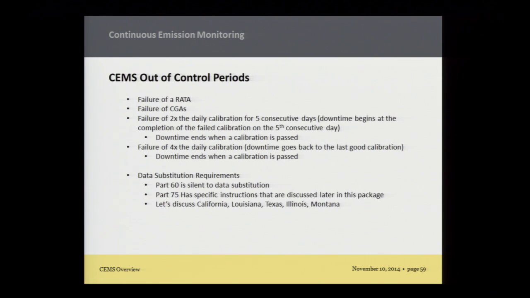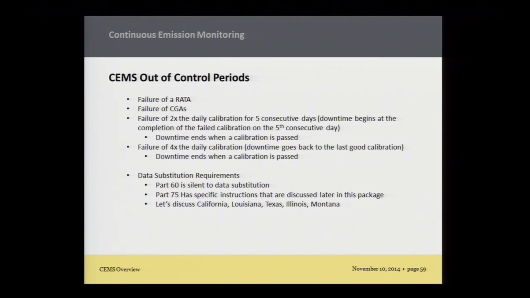So what are our CEMS out of control periods? Well, anytime you fail a RADA, out of control. Failure of a CGA constitutes an out of control period. If I fail the 2-time daily calibration for 5 consecutive days, the downtime begins at the completion of the failed calibration on the 5th consecutive day. And the downtime ends when a calibration is passed. That's for that specific example. Or a failure of the 4-time daily calibration, and it goes back to the last good. So downtime ends when a calibration is passed. For these 2, you gotta go run another RADA to qualify your system. If you fail a CGA, you gotta run a RADA. If you fail a RADA, you gotta run another RADA. Hopefully you pass that one.